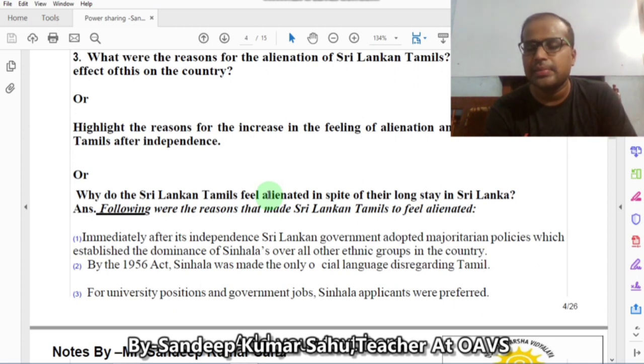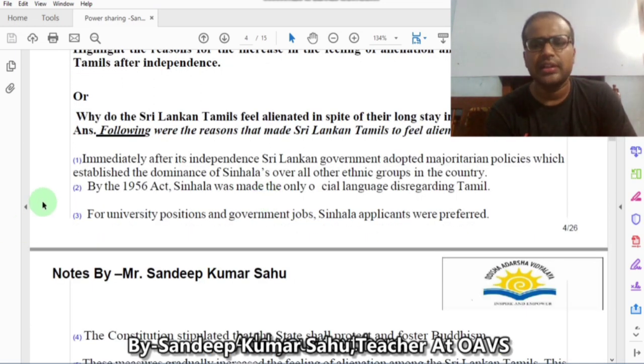So the Sri Lankan Tamils, why did they feel alienated from the Sinhala speakers? The first point is, what are the major points? Immediately after independence, the Sri Lankan government adopted a majoritarian policy. As Sri Lanka got independence in 1948, initially they adopted the majoritarian policy. They wanted to separate the Tamil speakers.